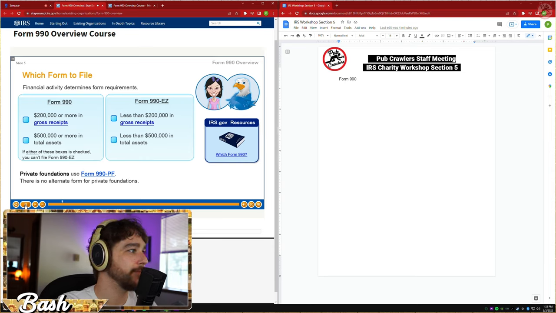Most organizations that can select both of the checkboxes here can file Form 990-EZ, but they have the option to file Form 990. The Applying for Tax Exemption course mentioned that gross receipts are the total amount received from all sources before I deduct any costs or expenses.